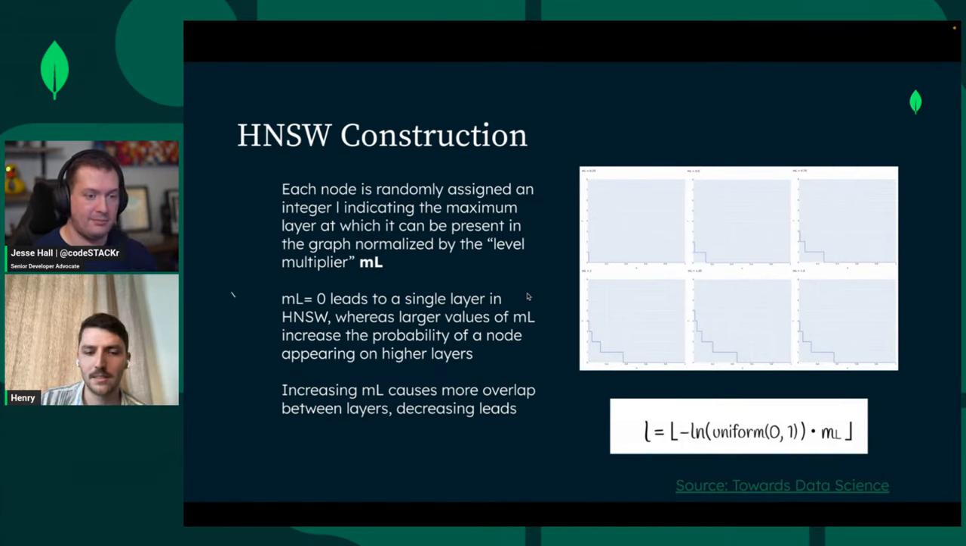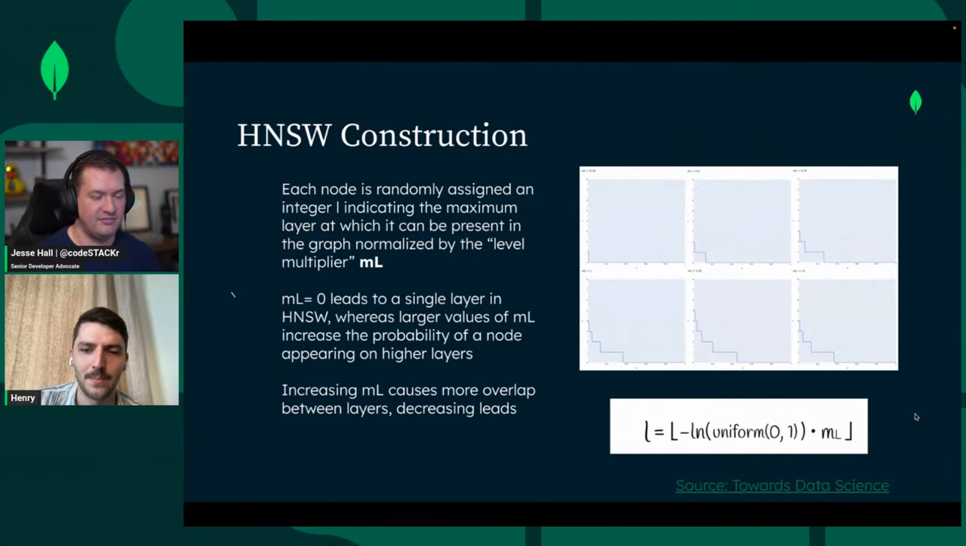That makes sense. So I have more overlap between my layers as I'm increasing mL, which is good because it means I can leverage this hierarchy. The paper has some experimental results, but basically you would not want this to be too large. You wouldn't want too much overlap between your layers, but you definitely don't want too little, because then you don't have enough layers. So in practice, from what I've seen with a lot of libraries, this is one over the natural log of M, which is a different construction parameter that I'll talk about in a little bit.